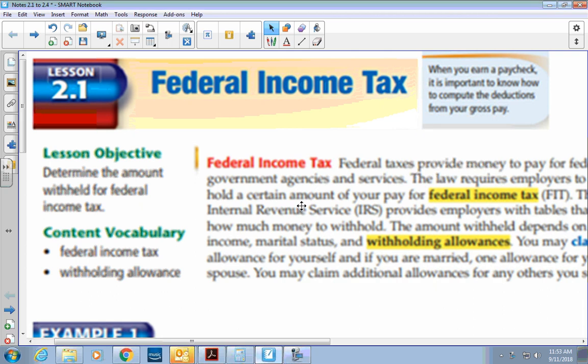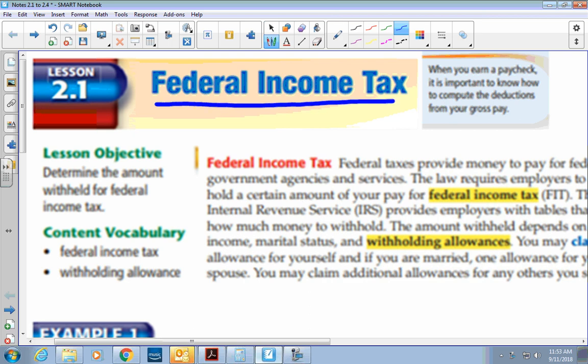Right, so 2.1 is federal income tax. What I want you guys to do right here is underline federal income tax. The next thing I want you guys to do is circle the lesson objective. Our lesson objective is to determine the amount withheld for federal income tax.